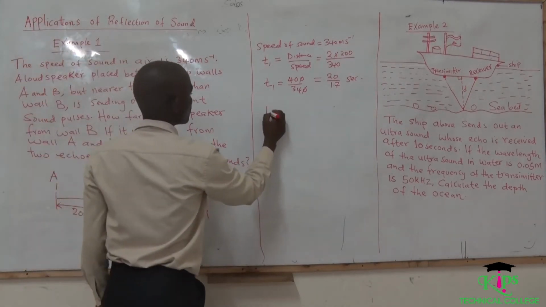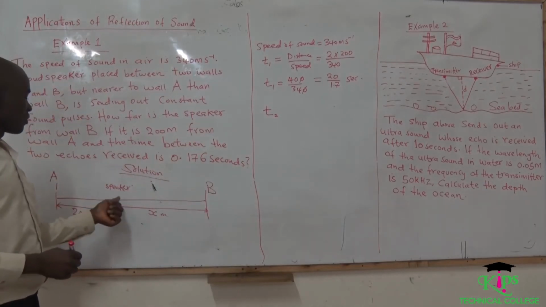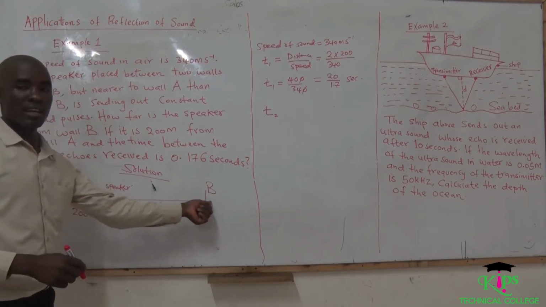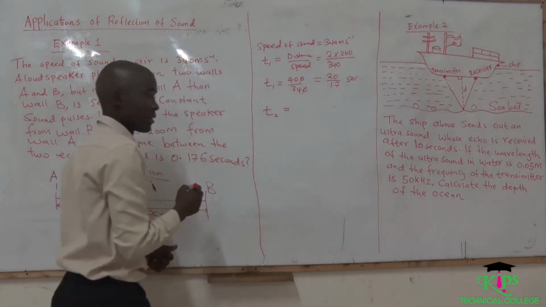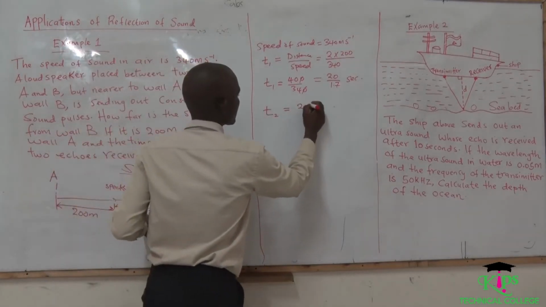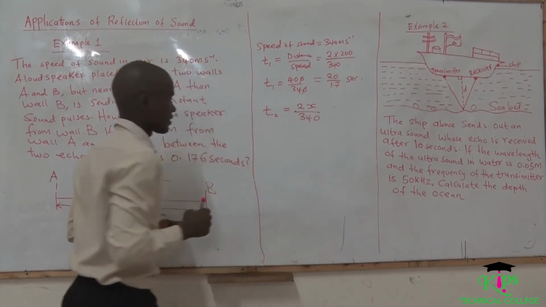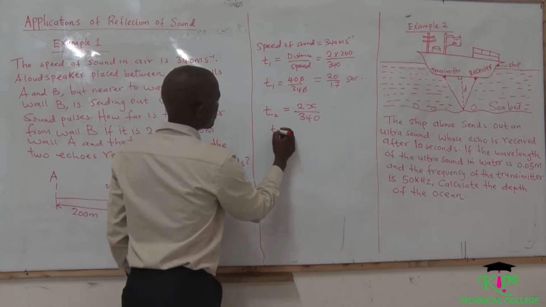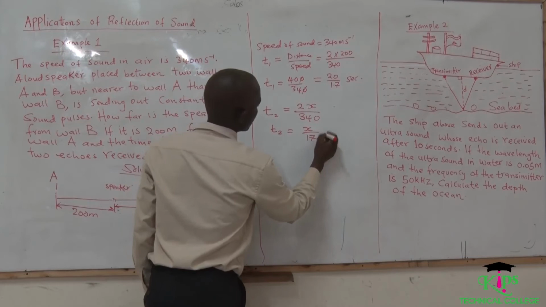We can get T2. T2 is the time it will take the sound to be heard here. So meaning the sound has to travel to wall B, then it comes back. So that one will be given by distance. Remember, we have said you have to double this distance. So it will be 2x divided by the speed, which is 340. So our T2 basically will be equal to x all over 170.